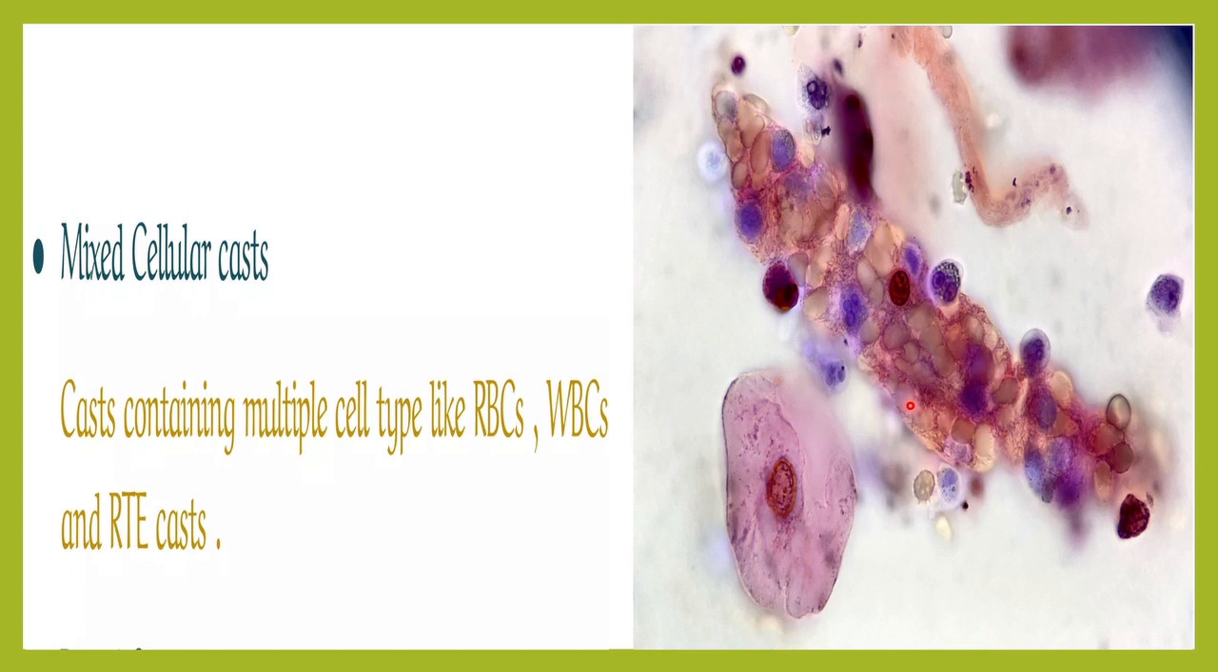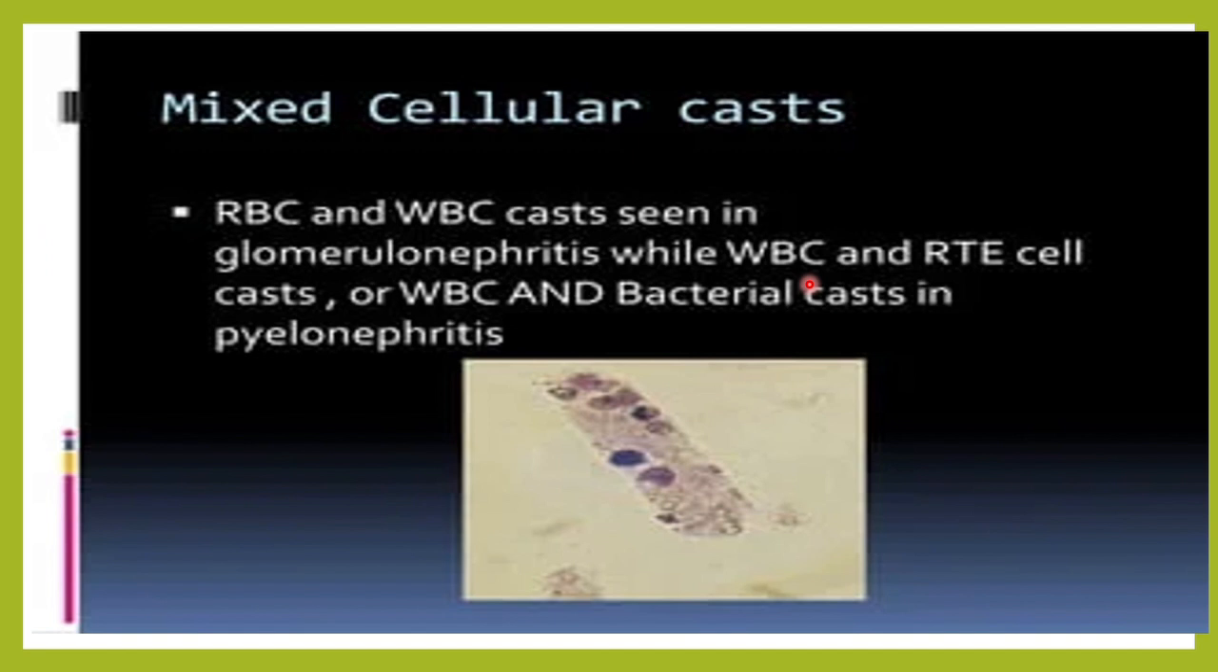There is something called a mixed cellular cast. So what are these mixed cellular casts? These are nothing but casts which contain multiple cell types. They might contain RBC, WBC, and also renal tubular epithelial cells. RBC and WBC casts are seen in glomerulonephritis, because in glomerulonephritis there is inflammation and there is bleeding. So you will find the WBCs, the WBC cast, and because there is bleeding, you will see RBCs, also the RBC cast.